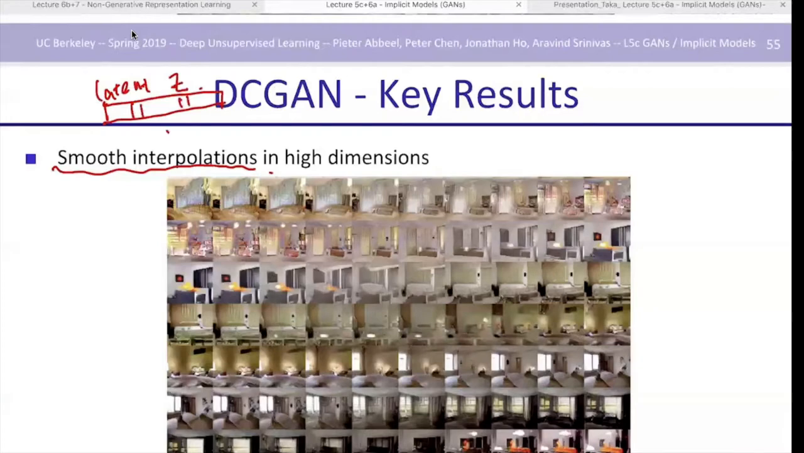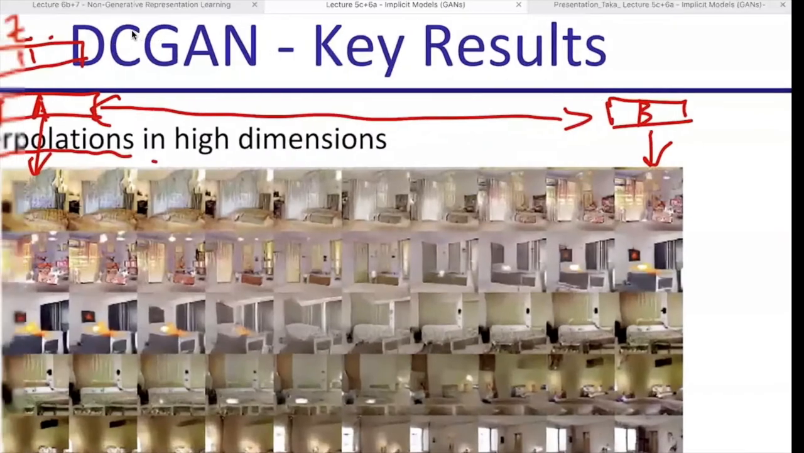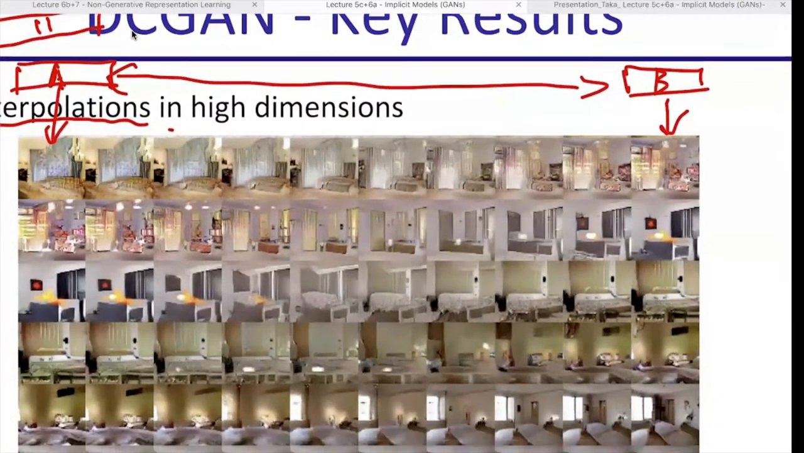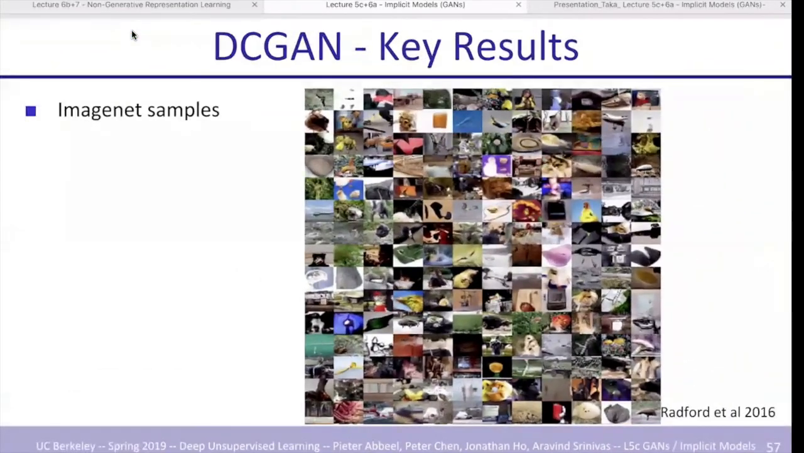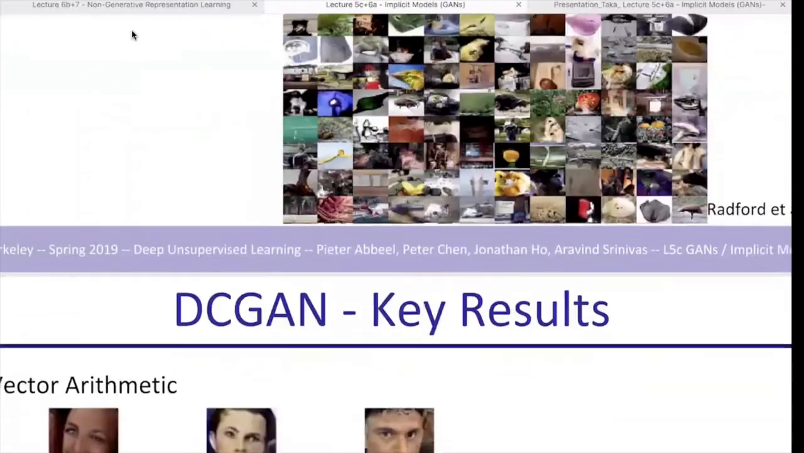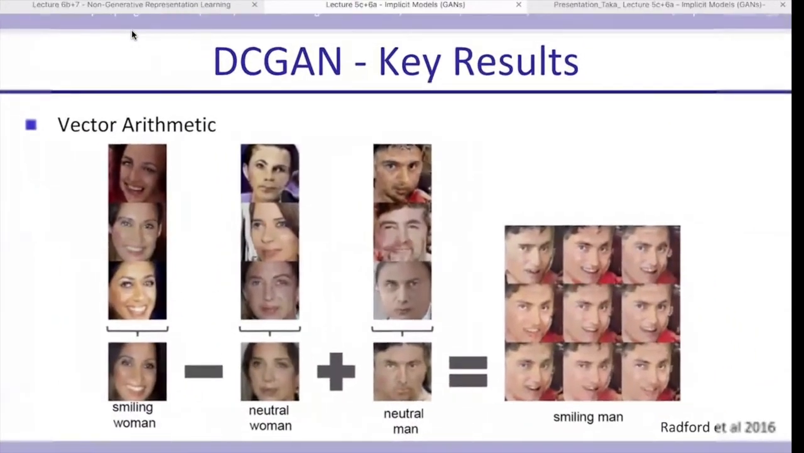For example, if we have the latent Z for this picture and the latent Z for this picture, we change from this one, A, to B, little by little, and we can see the picture change. The picture comes from the latent value. And this is the image sample, and it's all the results. It can also do what the VAE can do.